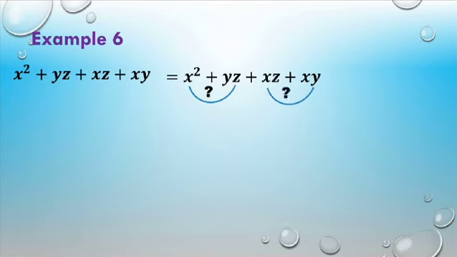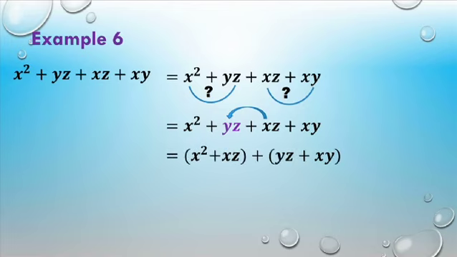So what I'm going to do is, I'm going to interchange the second and third term. Why? Because there is no common factor for the first two terms. As you can see, x squared plus yz, there is nothing common between these two terms. So I'm going to swap. I'm going to interchange the place of the second and third term. So I have x squared plus xz plus yz plus xy.